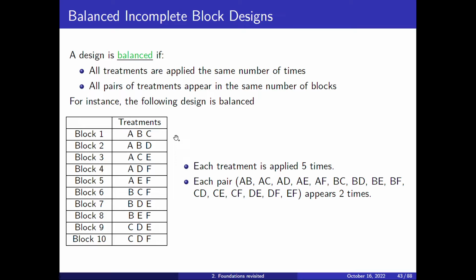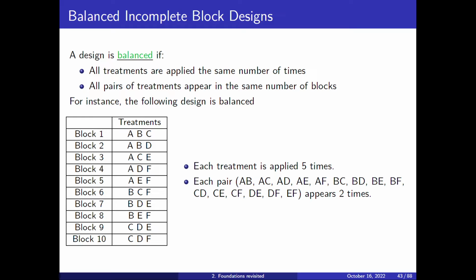And then each pair appears the same number of times. So for instance, we have the pair AB appear twice and the pair AC appear also twice. So in this block we have AC, and in this block we also have AC, and then all possible pairs appear 2 times. So this design is balanced.